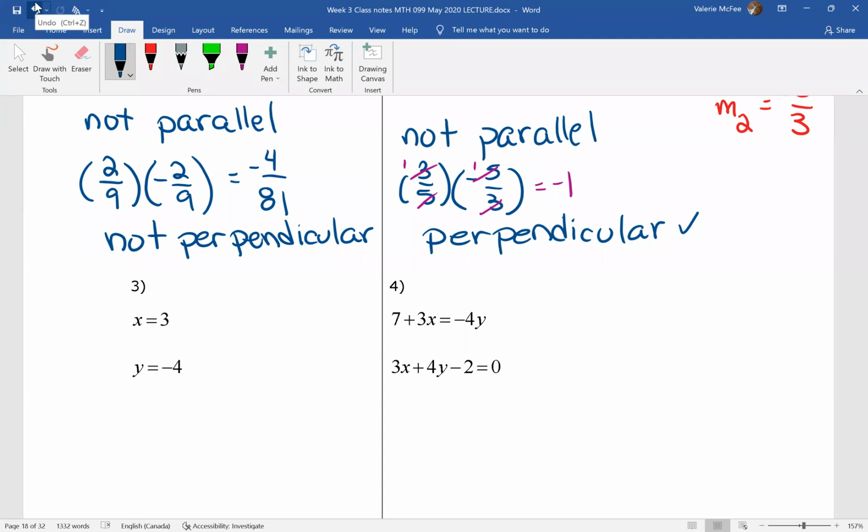Question 3 looks interesting. X equals 3. I don't know. Do you know the slope? What does this mean? I hope you remember. If you don't, that just tells me and you that you need to go back and watch the video lesson about horizontal and vertical lines.